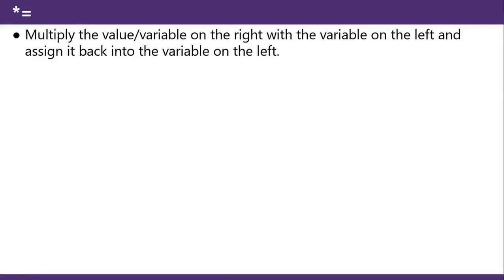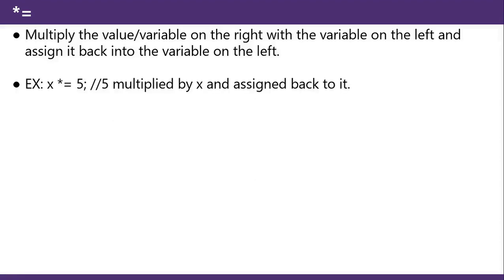Times equals. Multiply the value or variable on the right with the variable on the left and assign it back into the variable on the left. x times equals 5. 5 is multiplied by x and assigned back to it.